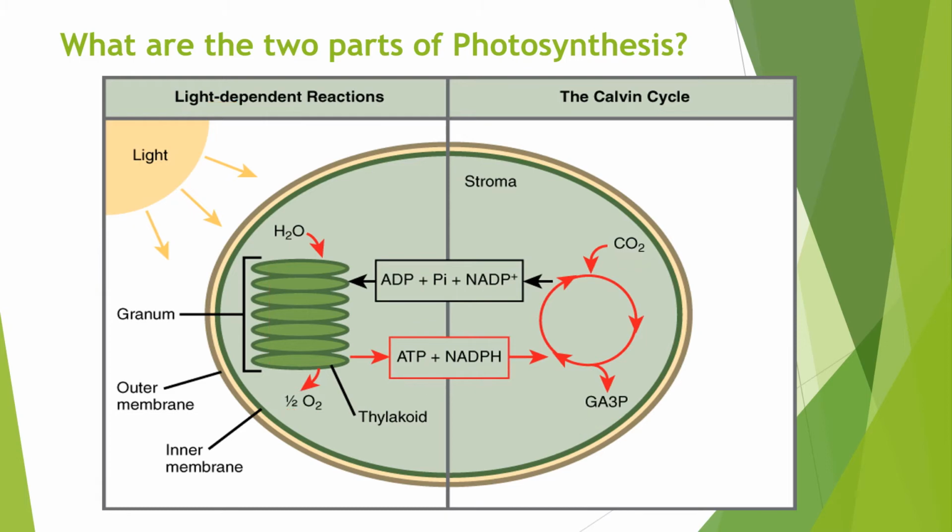The overall function of light-dependent reaction is to convert solar energy into chemical energy in the form of NADPH and ATP. This chemical energy supports the light-independent reactions or the Calvin cycle and fuels the assembly of sugar molecules.